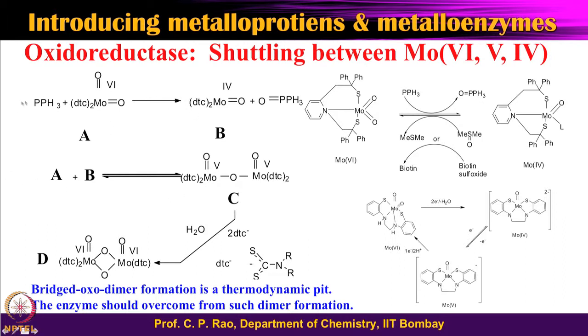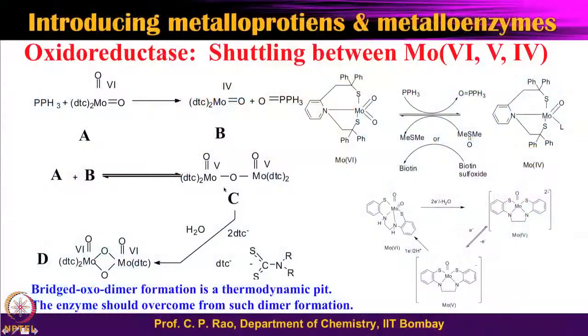This has to be done in a very controlled fashion by the enzyme. If it is done in a controlled fashion by the enzyme, then it can do the oxidation reaction in one stage and the reduction reaction in another stage. But if the enzyme is not surrounding it, then this can happen. This is a thermodynamic pit, the formation of this. Once it forms the mu-oxo dimolybdenum 5 or the mu-dioxo dimolybdenum dimer, both of these are dangerous. So the protein will bind and prevent the formation of such a dimer, either a monobridge dimer or a dibridge dimer. That is the beauty of the enzyme.